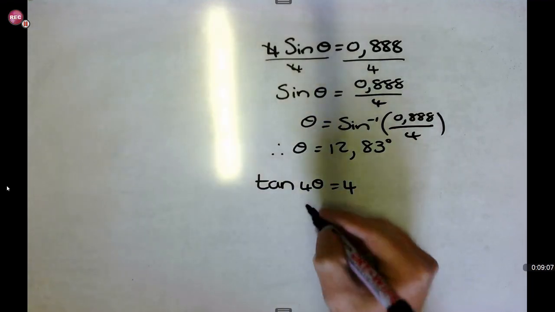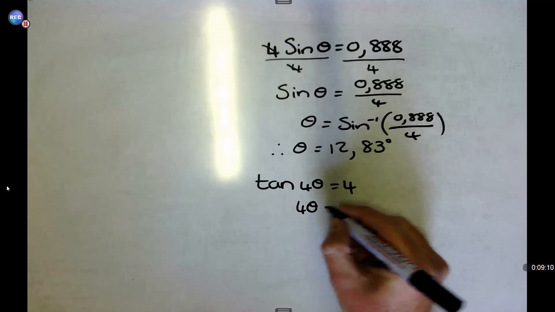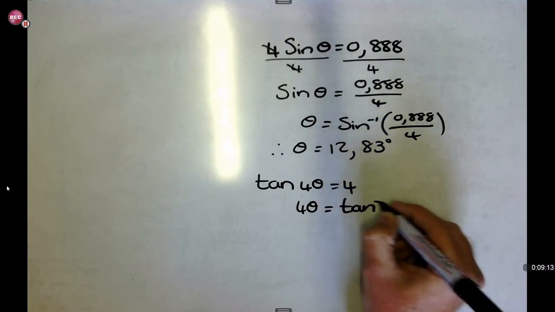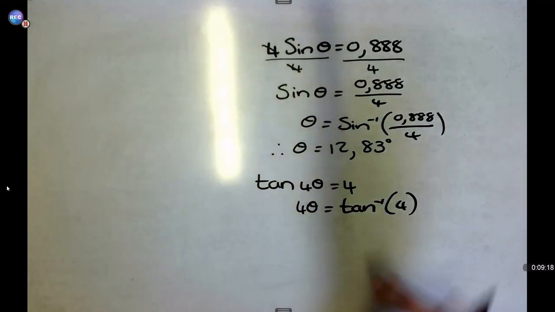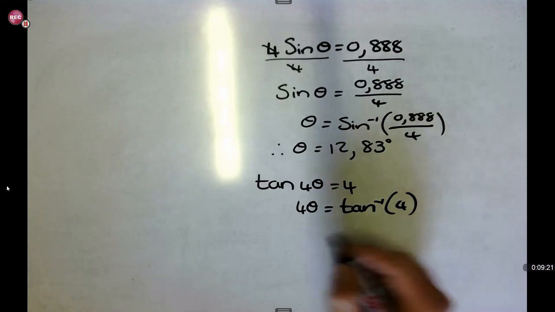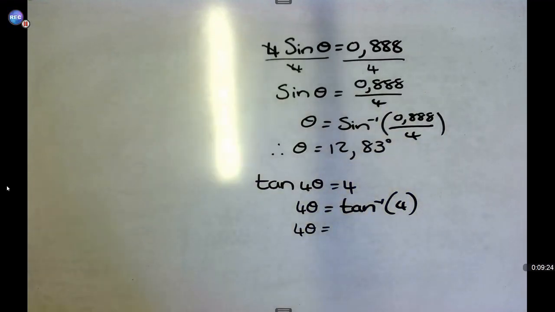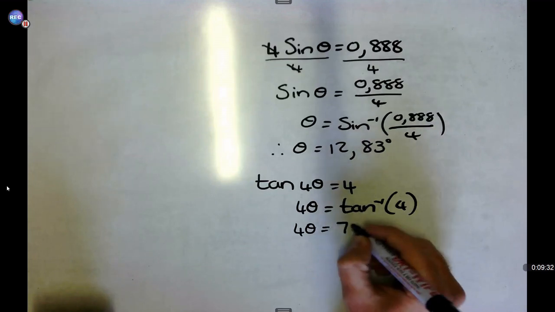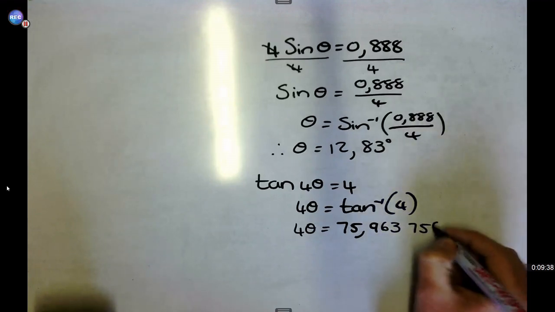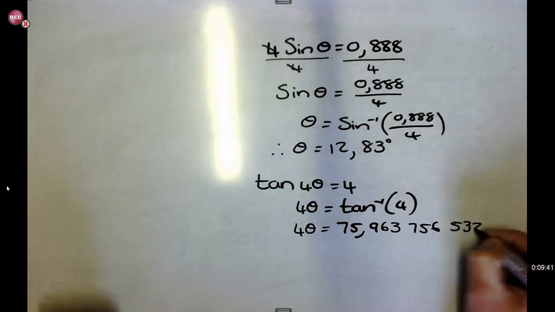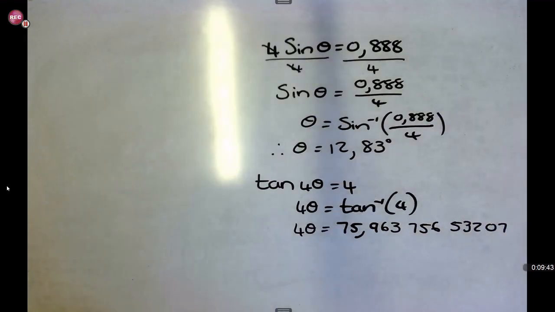So what we'll do now is we're going to say 4 theta is equal to tan to the power of negative 1, 4. Okay, now calculate this. So you got 4 theta over here. Now we say shift tan 4, which gives me a huge number, which is 75,963,756,532,07. Okay, that's the decimals that they will give to you.